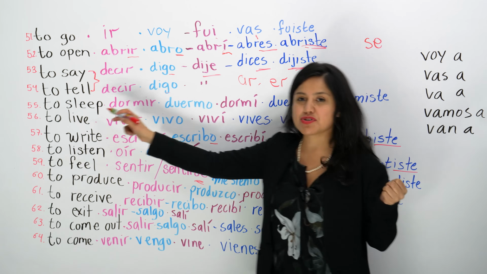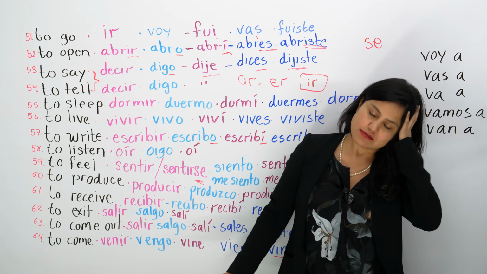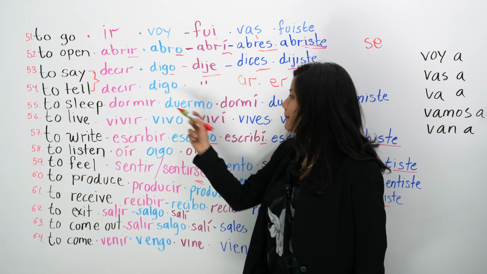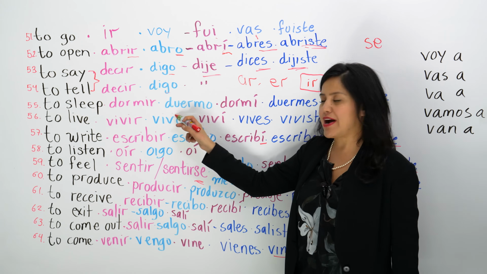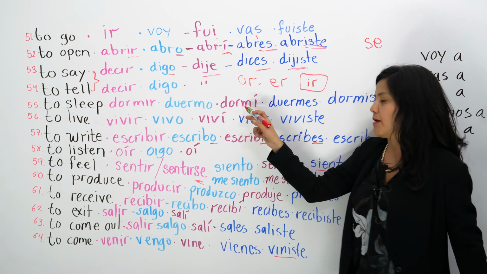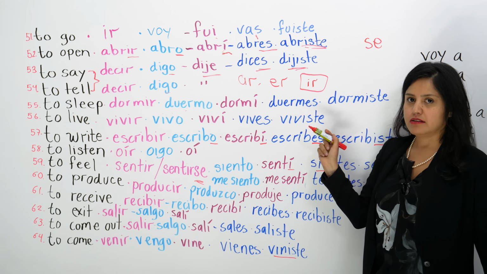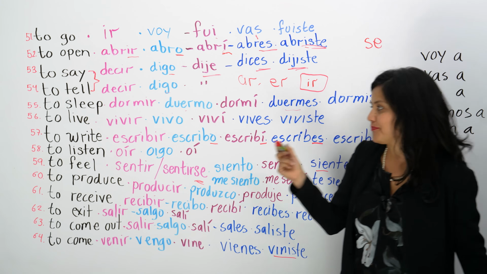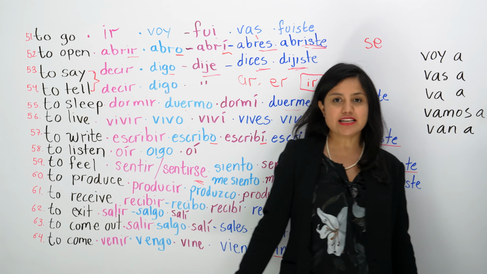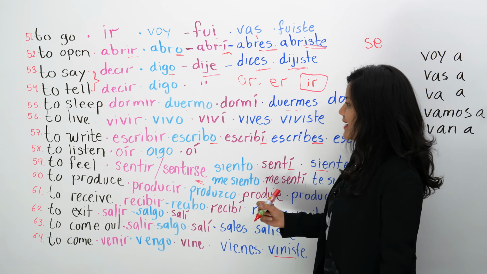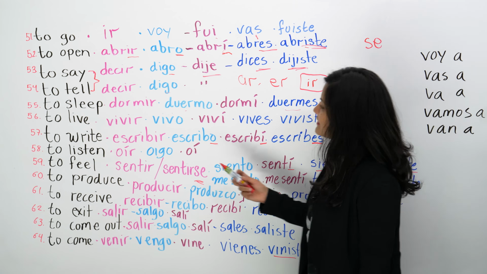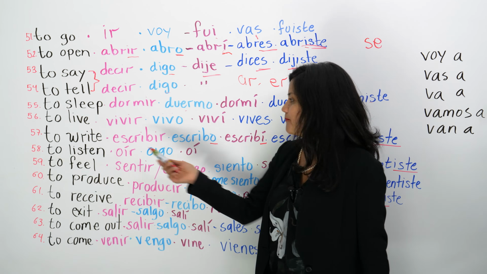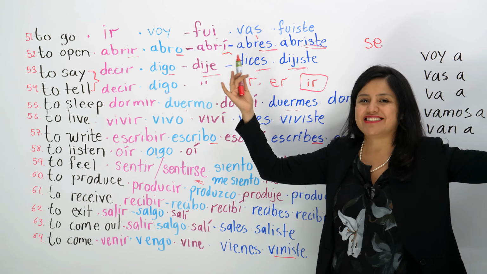Very well. To sleep. Dormir. Yo quiero dormir. I'm tired. Quiero dormir. I want to sleep. No, I don't want to sleep right now. Yo duermo. I sleep. I slept. Yo dormí. You sleep. Tú duermes. You slept. Tú dormiste. ¿Dormiste bien? Sí, sí dormí bien. Gracias por preguntar. Thank you for asking. ¿Y tú dormiste bien? No, yo dormí mal.